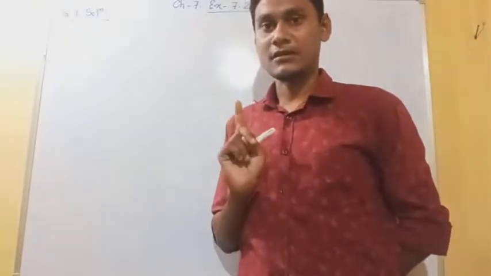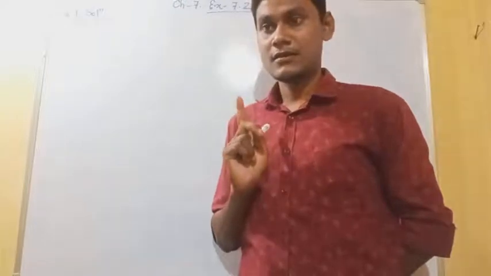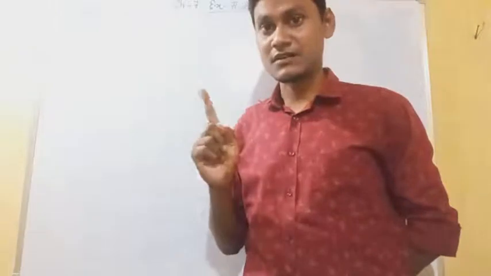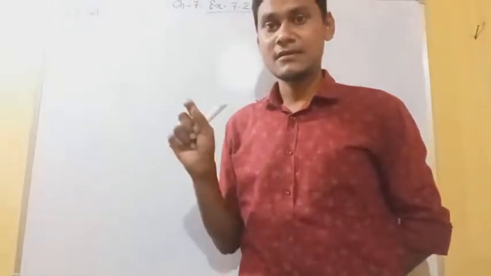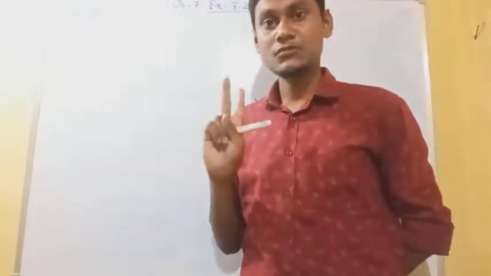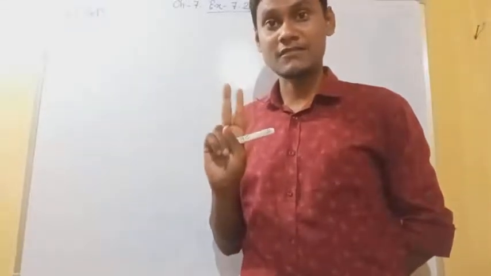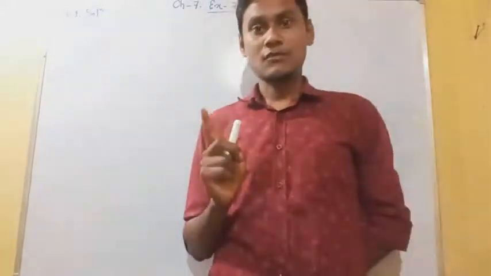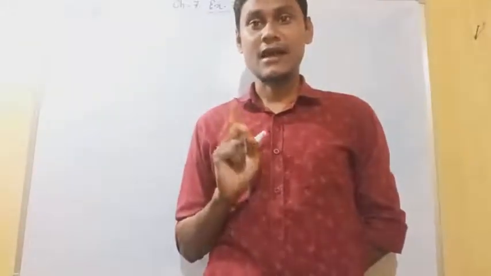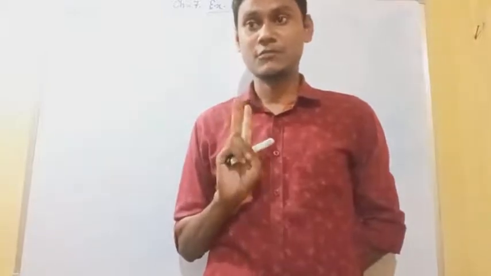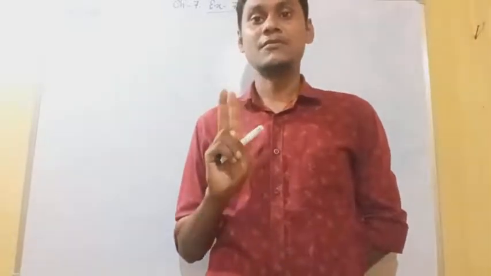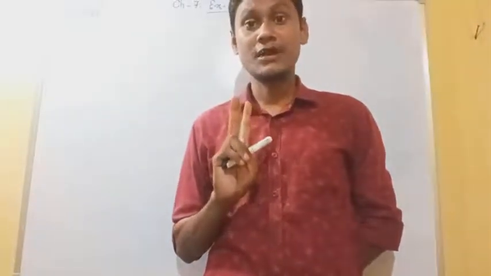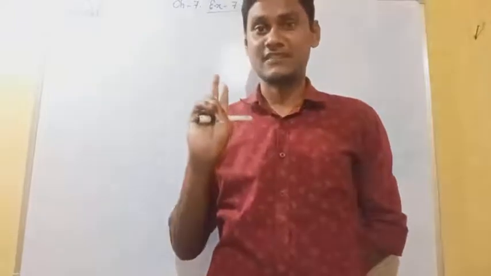One theorem is: in an isosceles triangle, angles opposite to equal sides are equal. That is the first theorem. Another theorem is the converse of this theorem. That is, if two angles of a triangle are equal, then the sides opposite to the angles are also equal. These are the two theorems we got in our previous classes. Now, based on these two theorems, we are going to solve a few questions from the exercise.